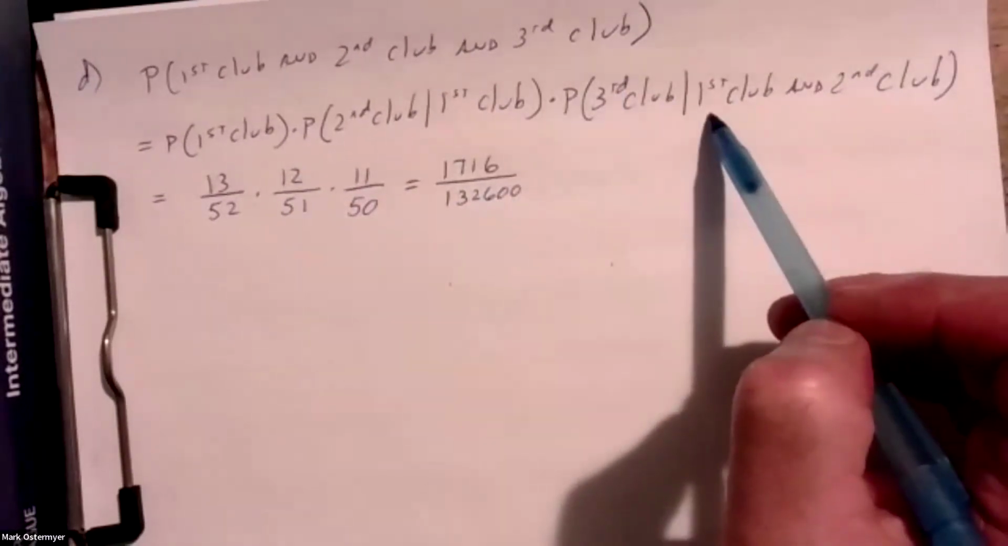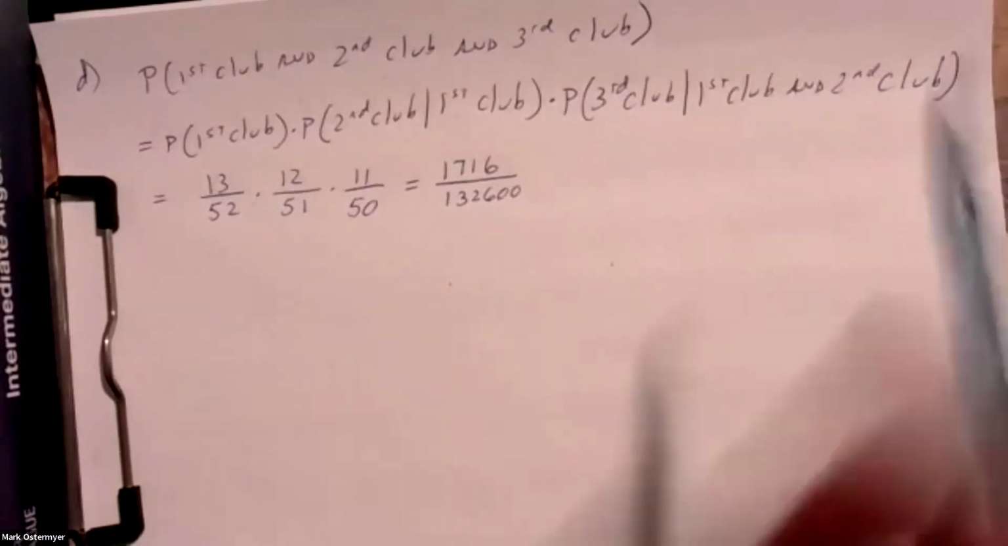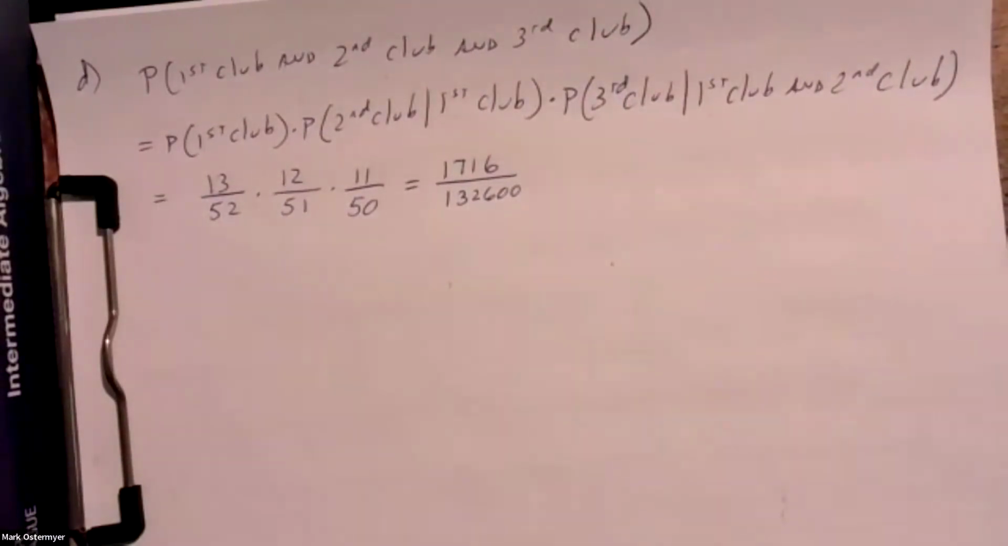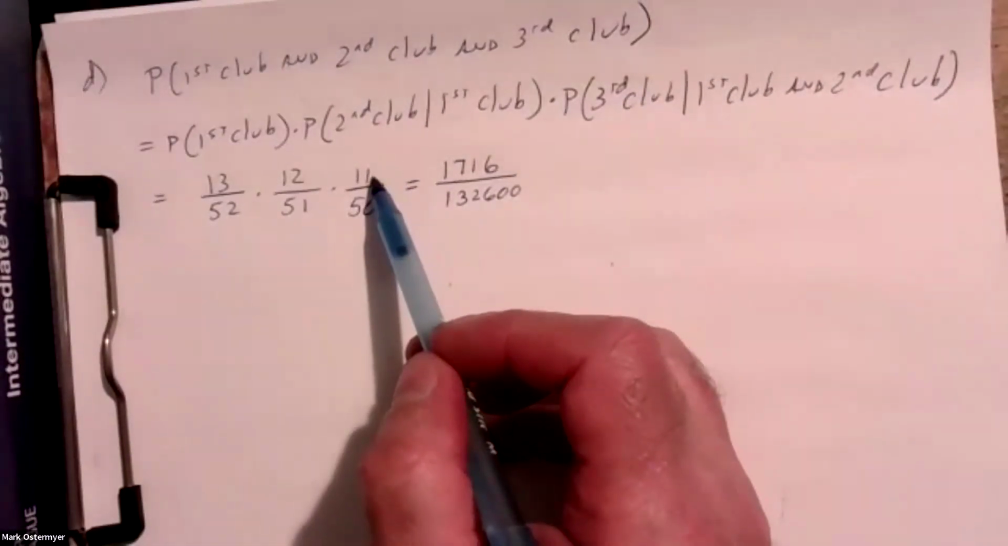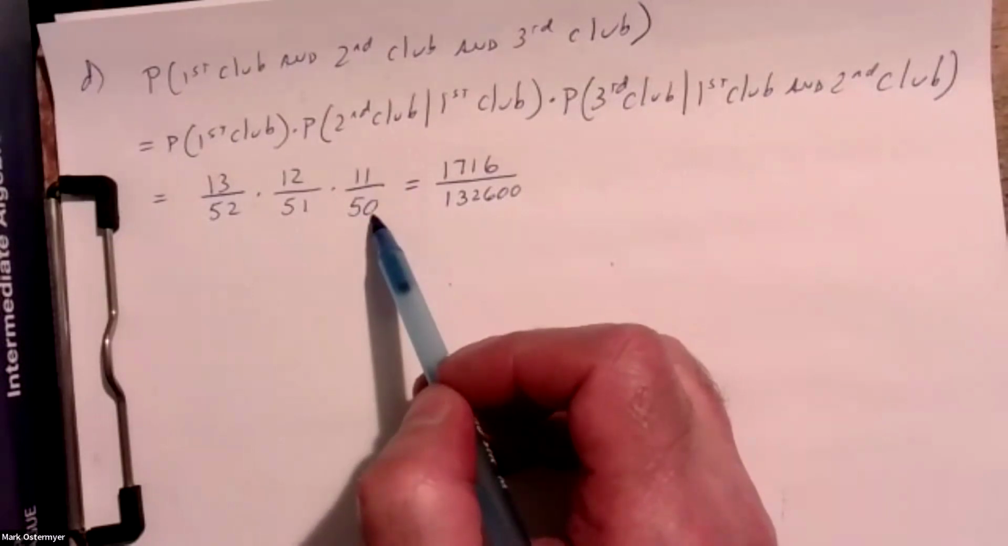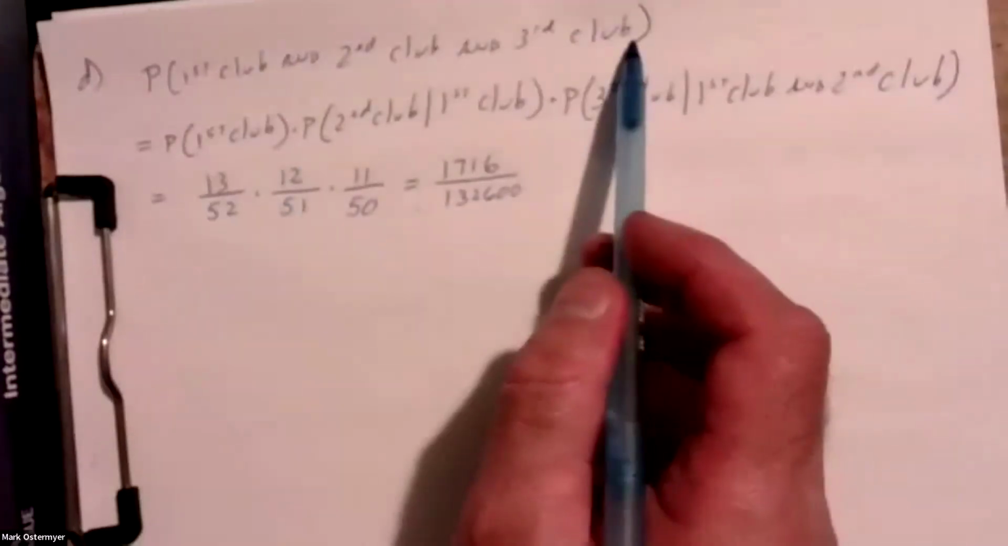Times, given that the first selection is a club and the second selection is a club, and we keep these two cards out of the deck, what then would be the probability I reach in and the third card selected would be a club? Now we're down to 11 clubs left over 50 cards left. Multiply these together, you have your probability of this occurring.